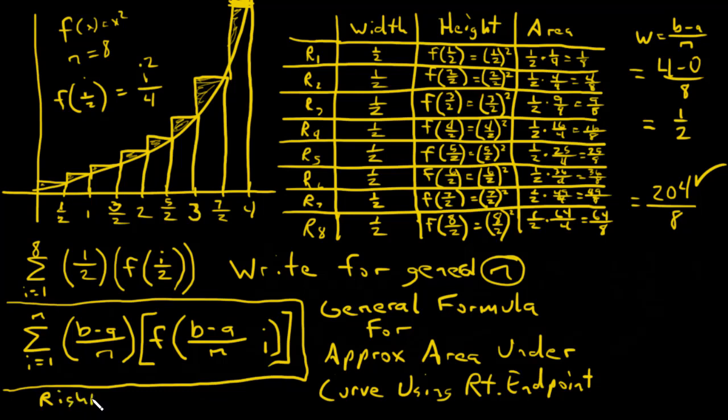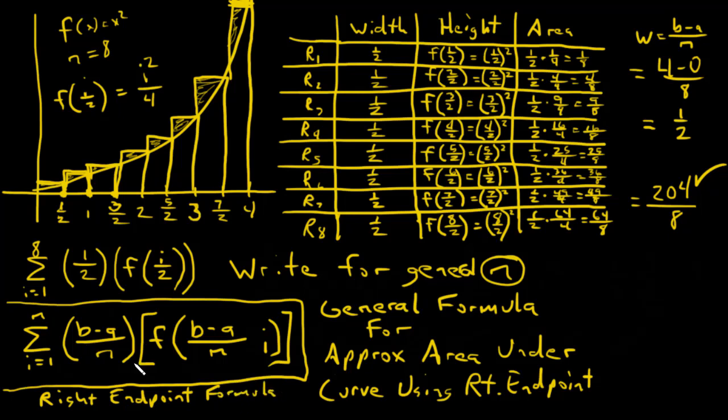Right endpoint. Okay? What do I mean when I say right endpoint? Every one of these rectangles uses the right-hand side to draw the height of the rectangle. Right? Every one of these is using the right side of the rectangle. So we call that the right endpoint. This is the right endpoint formula then.